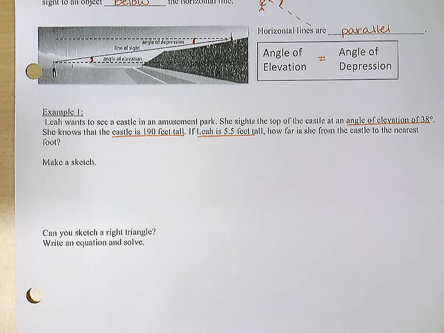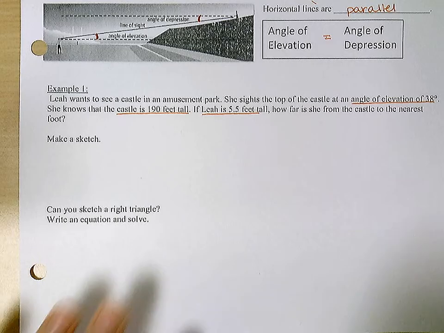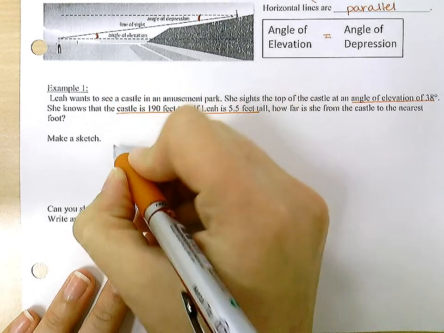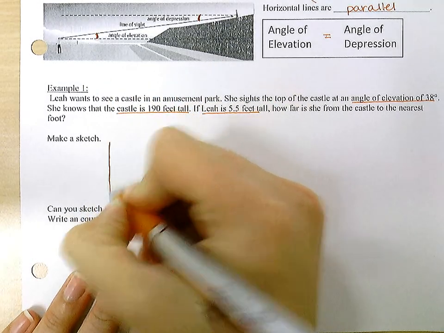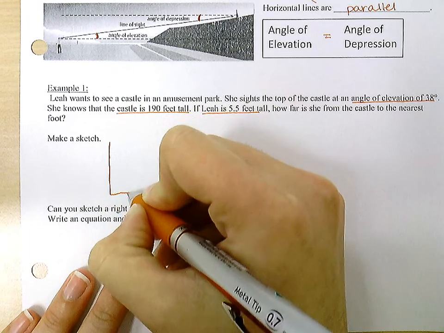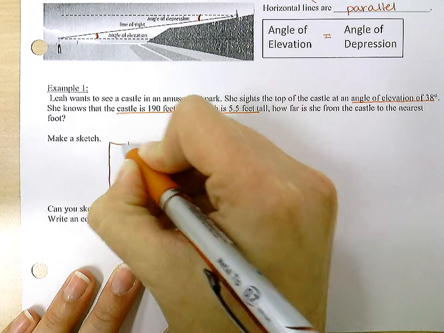So we want to draw a picture of what's happening. I know I have a castle, right? Mine's going to look more like a tower. I'm sorry. If you want to draw a castle, you can. Here's my tower.